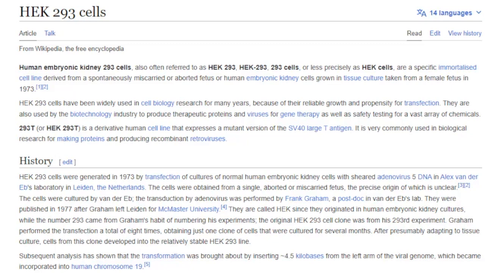Now, the next paragraph says they've been widely used in cell biology research for many years because of their reliable growth and propensity for transfection. In other words, they would take up foreign genetic material and possibly express that, like in gene therapy. They are also used by the biotechnology industry to produce therapeutic proteins and, quote, it should say pseudoviruses, but it says viruses for gene therapy. And in the next paragraph, it's a derivative of a human cell line that expresses a mutant version of the SV40T antigen.